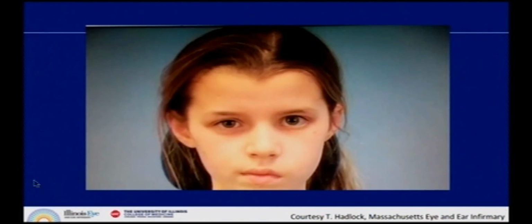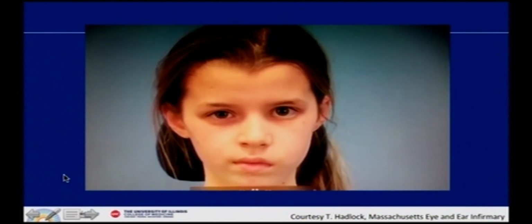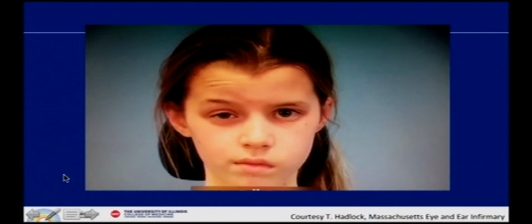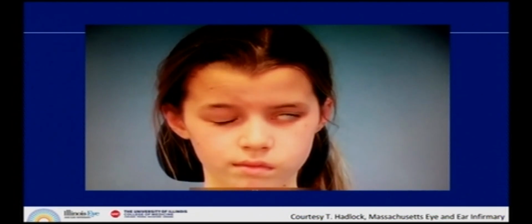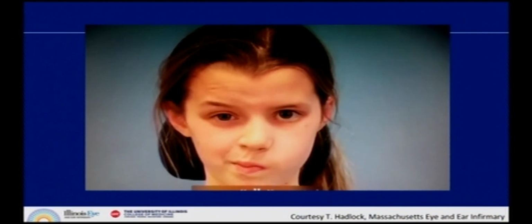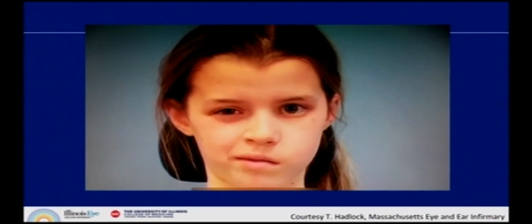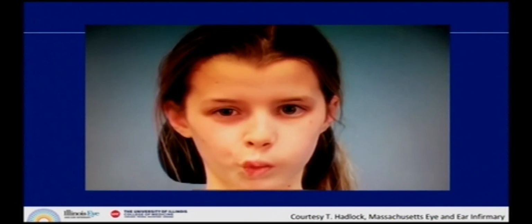So here is a little girl, and we can see some of the issues in this video. She doesn't have a lot of brow ptosis, but she can't elevate her brow. Here you can appreciate the upper eyelid retraction compared to the other side, the lower eyelid paralytic retraction. She does have some lagophthalmos, even with full forceful closure, and then she has lower facial issues here as well.